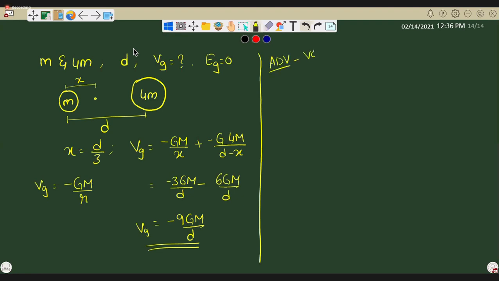Advanced Volume 3, page 125, question number 52. If g is acceleration due to gravity on the Earth's surface, the gain in potential energy of the body at a height equal to 3 times the radius R of the Earth will be. H is 3 times R. So he is asking the gain in your potential energy.